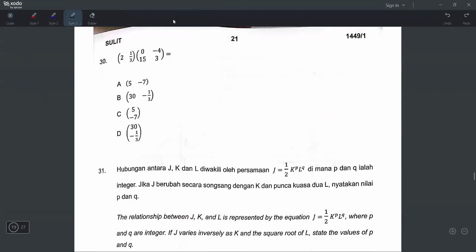Okay, number 30. Another matrix question. Tapi ini bukan buat tambah tolak. Ini buat darab punya. So when we're doing multiplication of matrix, we have to check the order also. So this is one row, two column. Yeah, satu baris, dua lajur. This is two row, two column.